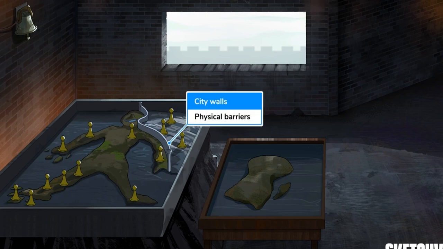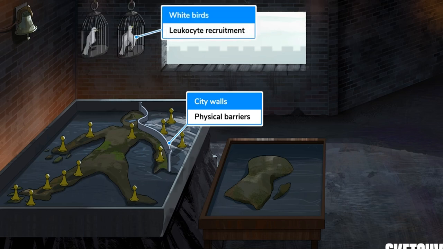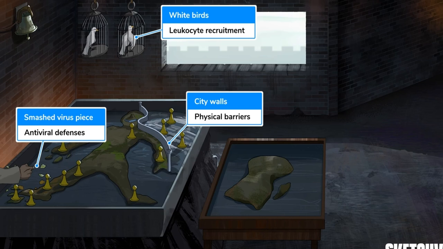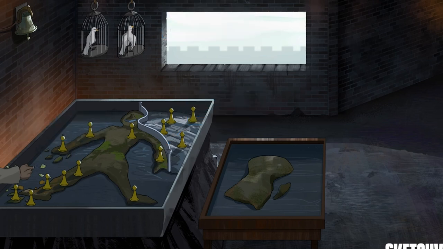Now, in terms of functions, the innate immune system's main ones are to provide physical barriers between the body and the outside environment, to recruit leukocytes, or white blood cells, to the site of injury or infection. That's the process called inflammation. And finally, to provide antiviral defenses. So how does it do all of this? Well, here are the main components of the innate immune system.